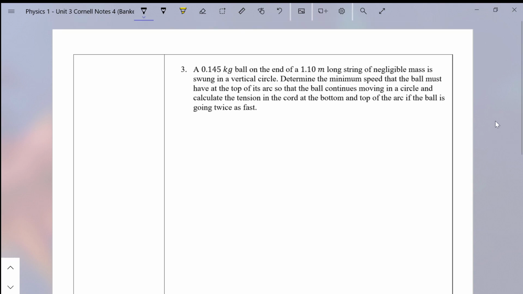But first of all, if I draw a picture of this, here is my circular path. Here at the top, my gravity force will be pointing down and my tension force will be pointing down. Here at the bottom, my tension force is pointed up and my gravity force is pointing down.